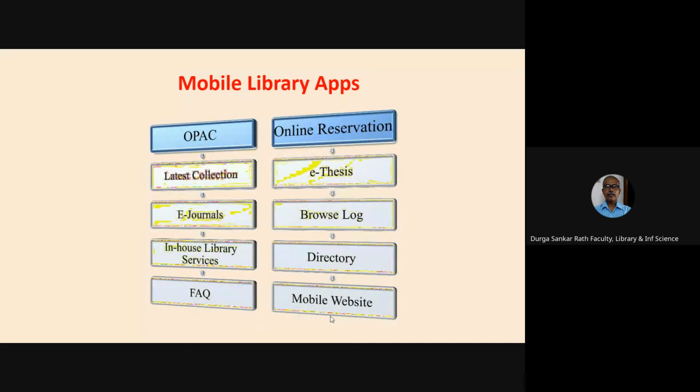Mobile library apps will help us from OPAC. We can see the latest collection, e-journals also, in-house library services also, and we can go through some frequently asked questions, so that we need not have to wait, like some common queries.